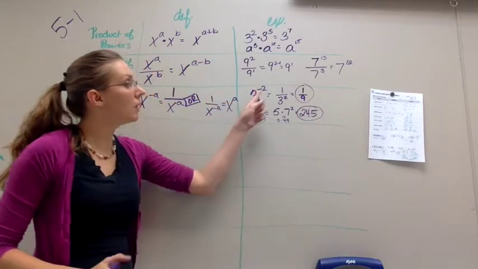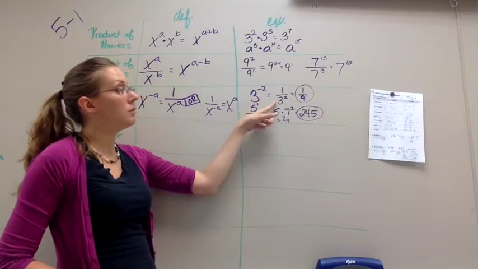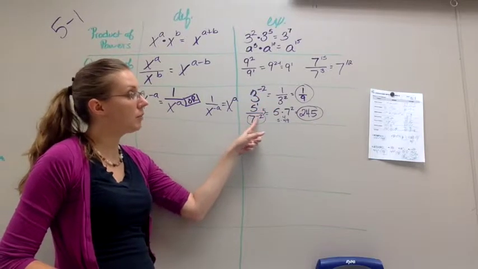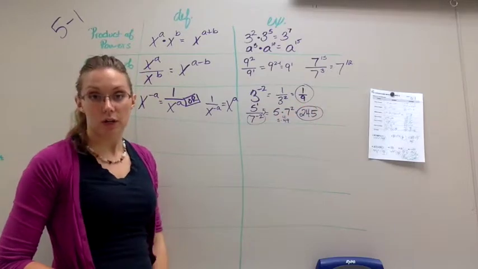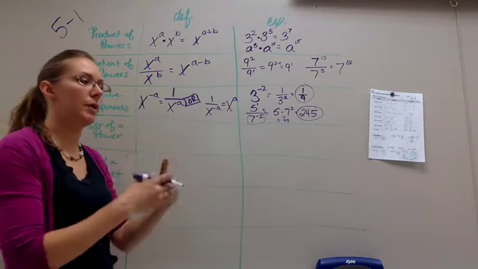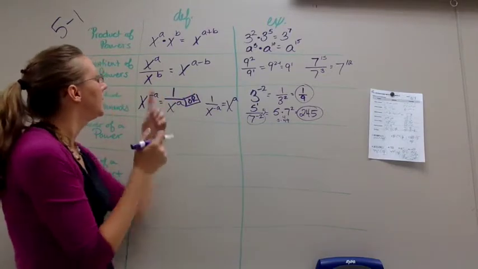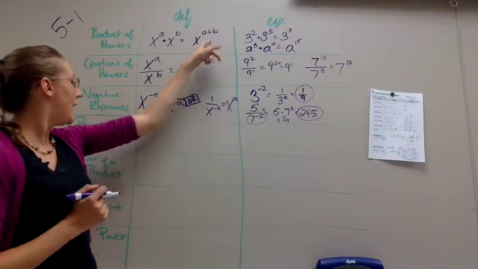So whether our exponent is connected to a number that's in our numerator, we move it to the denominator, or if it's in the denominator with a negative exponent, we move it up to the numerator and then do whatever we need to get to our solution. So negative exponents, we move them from the bottom to the top or the top to the bottom. When we're dividing, we subtract. When we're multiplying, we're going to add.